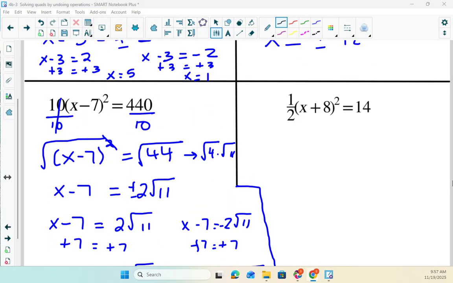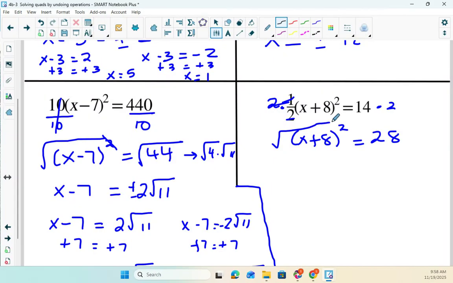Okay, here, once again, before you take the square root, make sure there's nothing attached to the squared part of the equation. In this case, we need to get rid of the 1/2. So we're going to multiply both sides by 2. Okay, so that's going to get rid of this. This is going to divide out. And so all I have here is x plus 8 quantity squared is equal to 28.